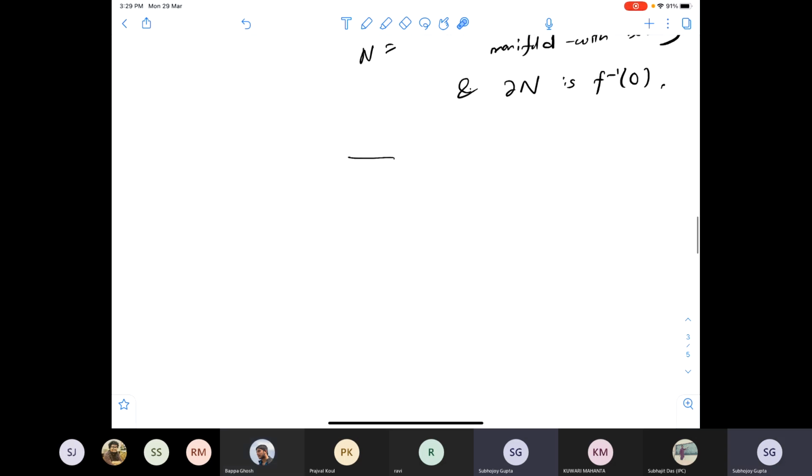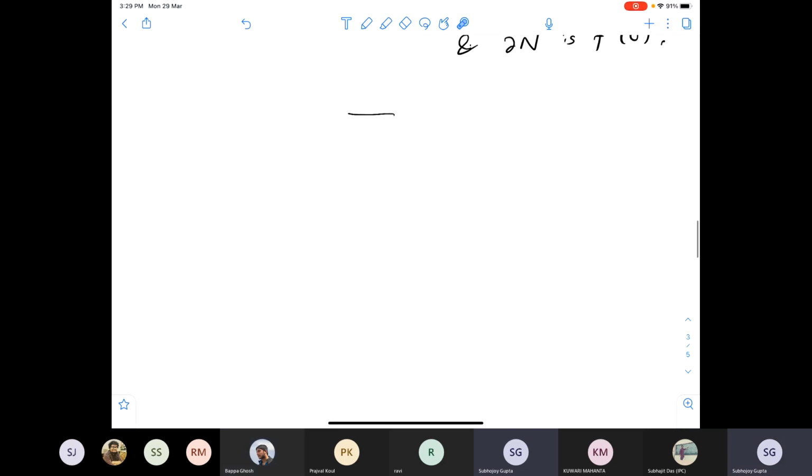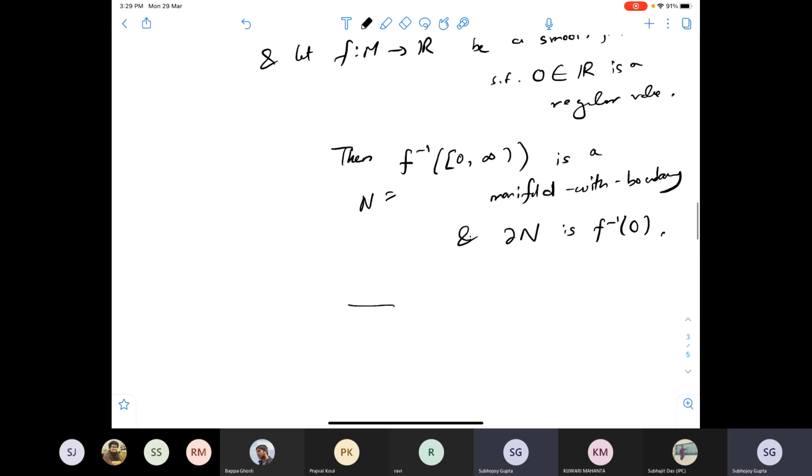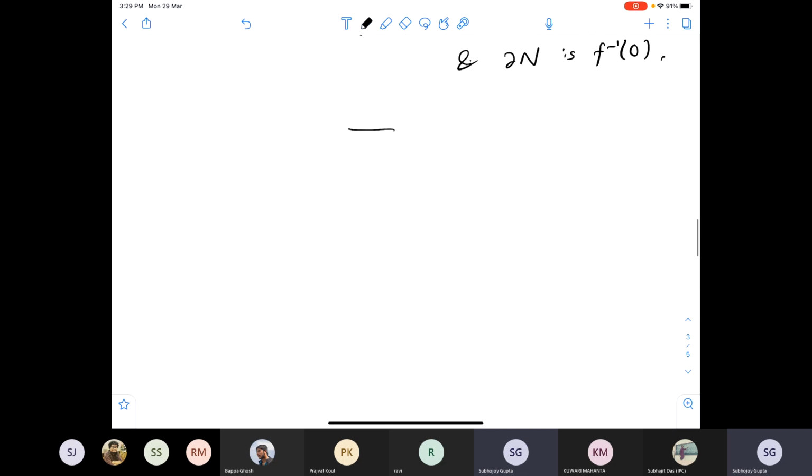Okay. All right. So now you can generalize many of the things that we were doing in this context. So, for example, Sard's theorem in this context.